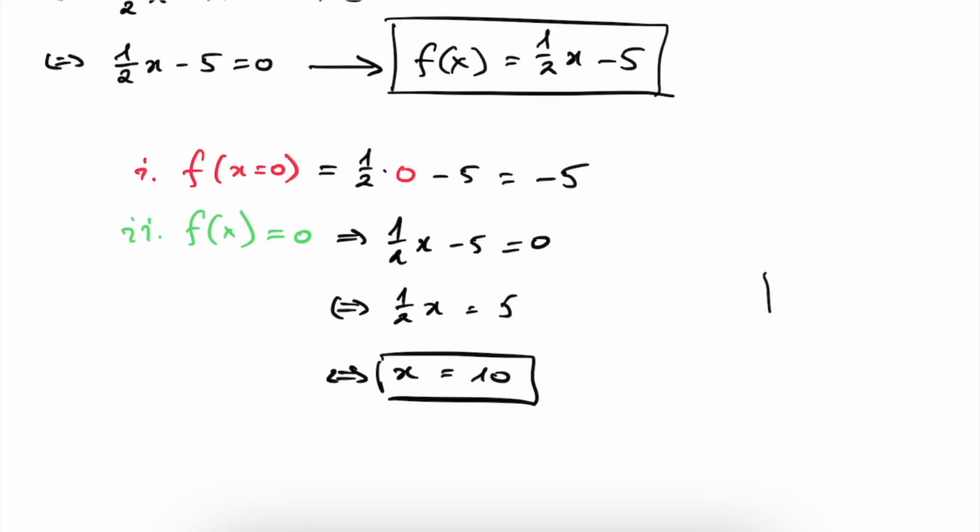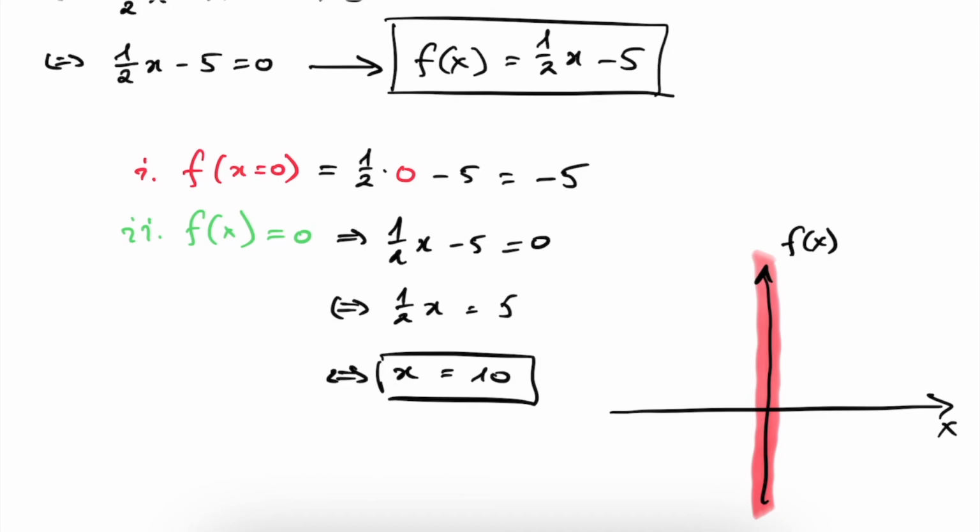So for one last time, let's draw our graph. X on the horizontal axis, f of x on the vertical axis, and look at where does the line that we seek cross the vertical line, which is basically where x is equal to 0. And we found that to be minus 5. Where does our line cross the horizontal axis? That again is easily found by our second point, which is x is equal to 10. And then we just connect these 2 points to get our final result.